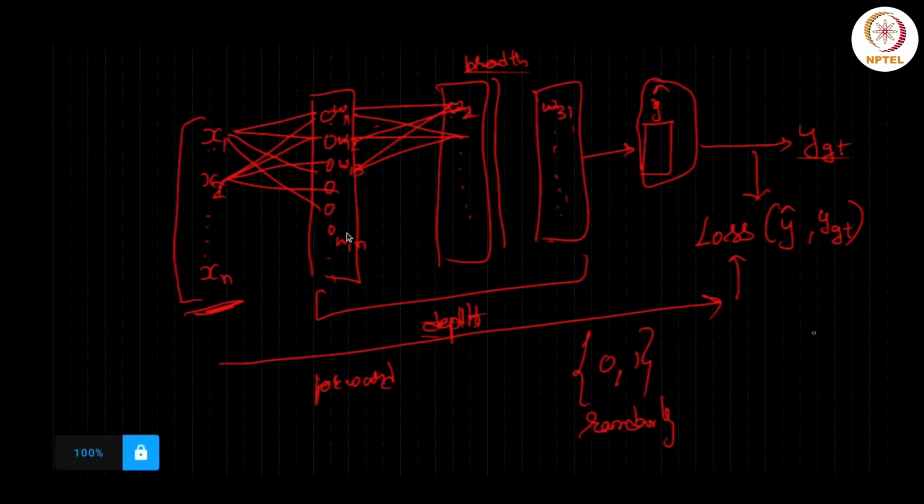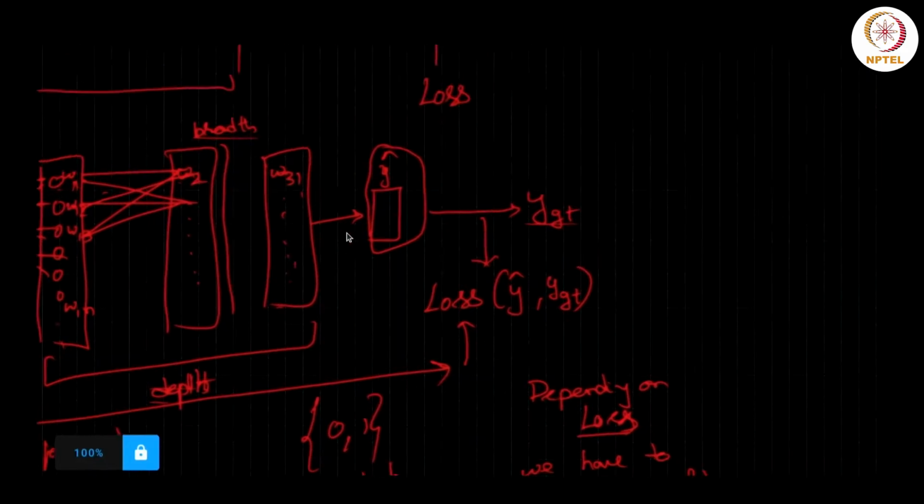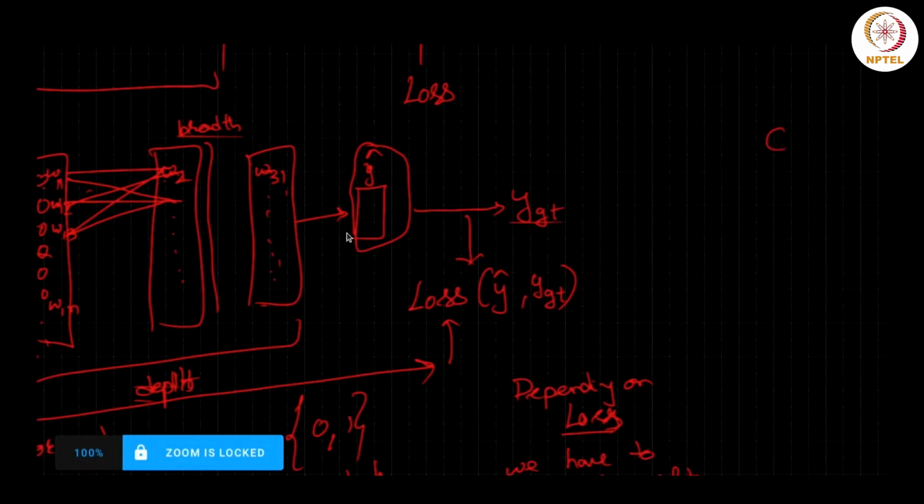So the idea is that depending on loss, we have to adjust all the weights in the network. But how do you adjust that? Based on loss, how do you adjust these parameters, right? So one concept here that makes it easy to train the network is this concept of gradient, right?